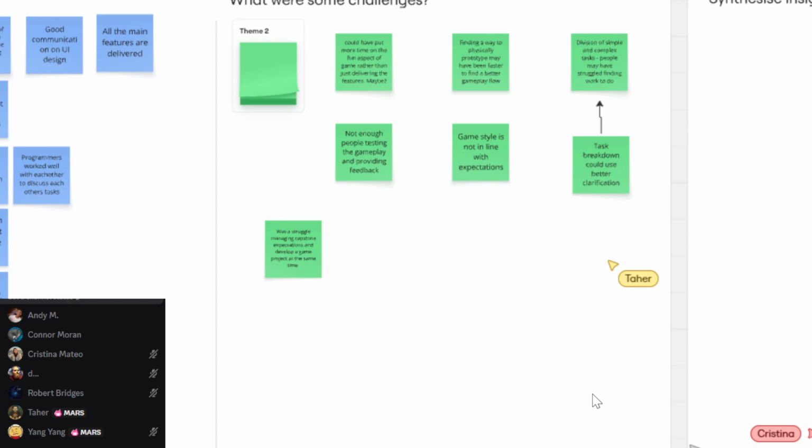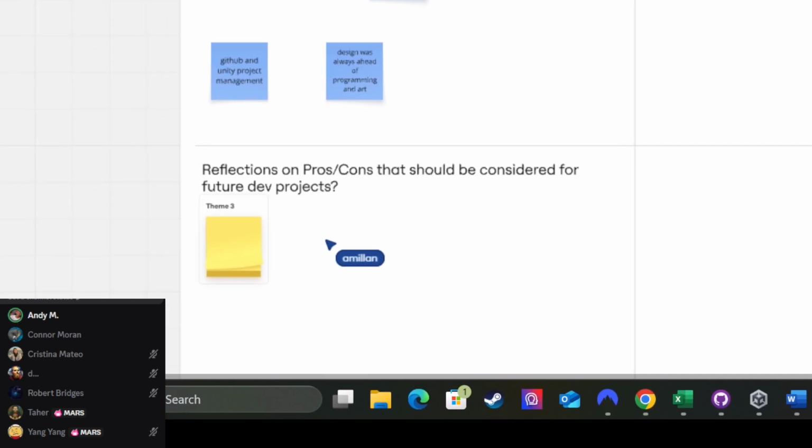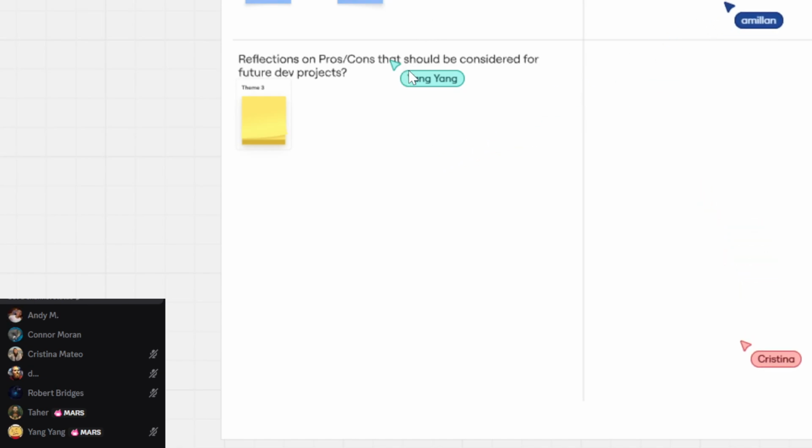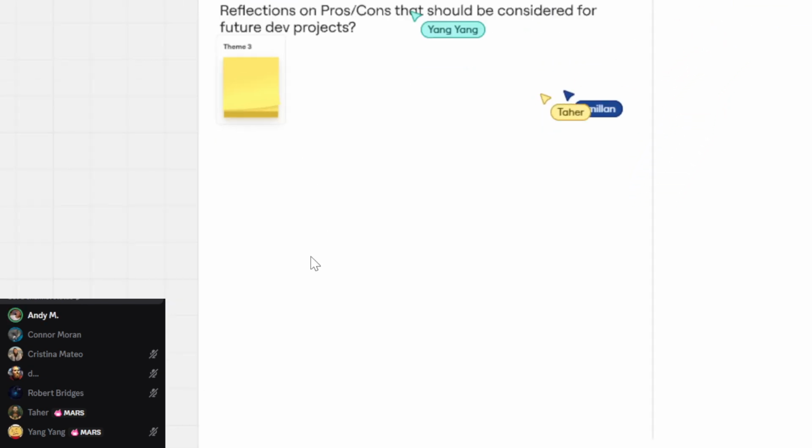All right, so I'm going to reduce this last one to maybe 4 minutes. This one is going to be reflections on the pros and cons above that should be considered for future dev projects. Essentially, looking at the stuff that we called out up here, reflect on it and give some thoughts, saying like, hey, this is something I'm definitely going to take as an experience into my next project. Just call it out in the sticky note. I think that's the best way we can do it, and I can just add words to it. But let's do 5 minutes or 4 minutes starting now.